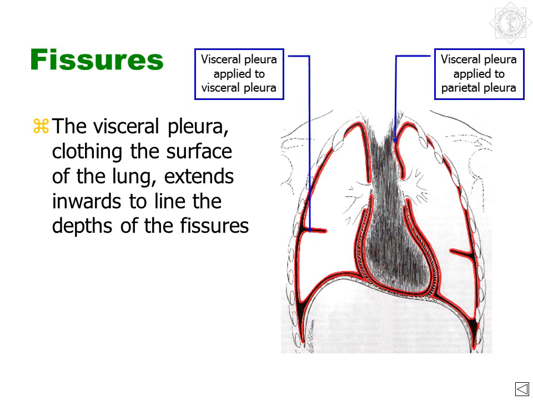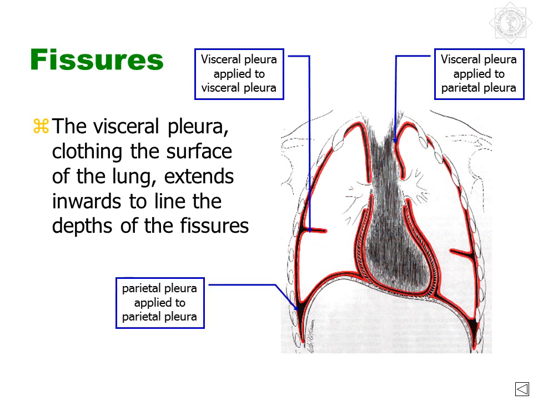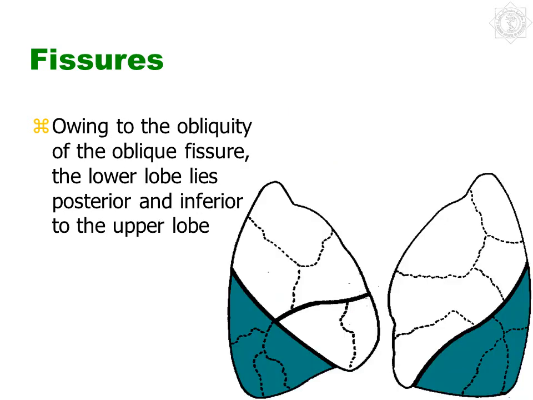Fissures. The visceral pleura clothing the surface of the lung covers the whole lung and extends inward to line the depth of the fissures. We see in this view the visceral pleura and the parietal pleura at the same time. Owing to the oblique fissure, the lower lobe lies posterior and inferior to the upper lobe.